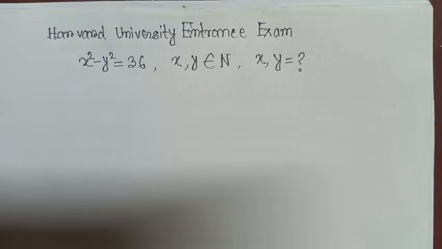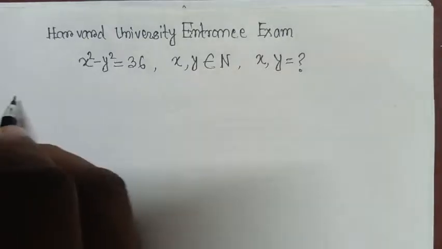Hello everyone. Hope you are doing well. Today we are going to solve a Harvard University entrance exam question: x square minus y square is equal to 36, and x and y should be real natural numbers. Then what should be the values of x and y? So let's start the solution.